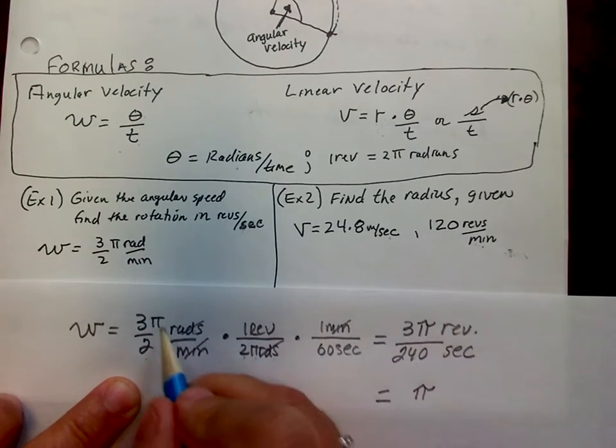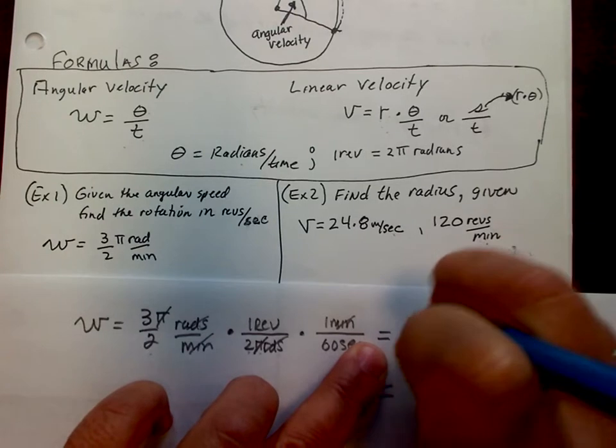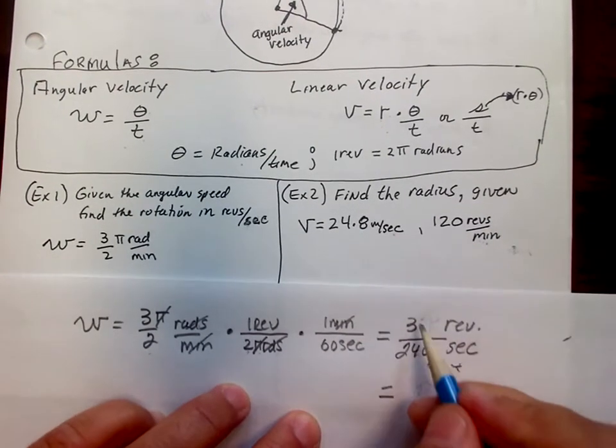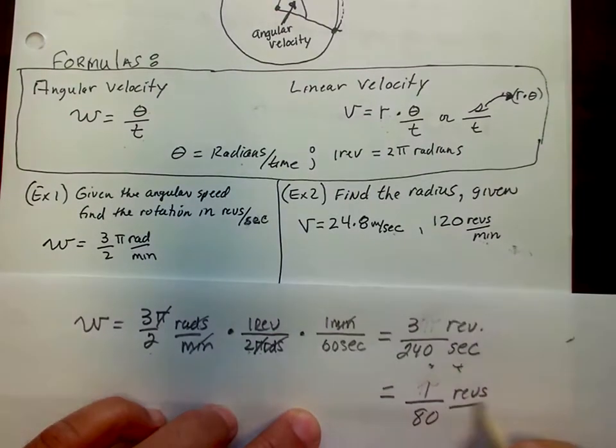Oh, my apologies, pi did cancel out here as well. Let's go back and just erase that. So we have 1 over 80 revs per second.